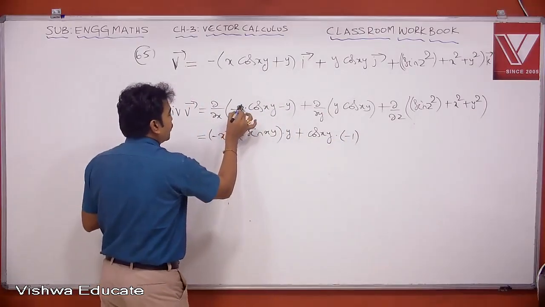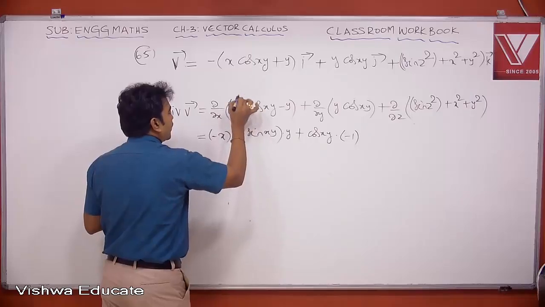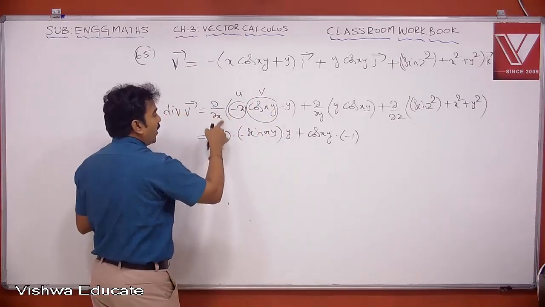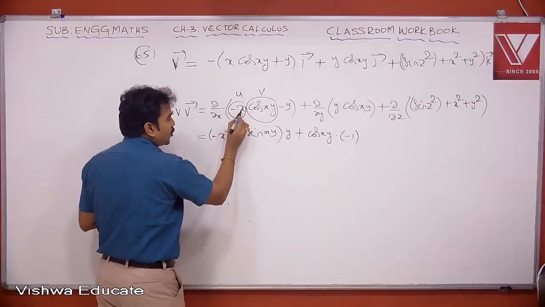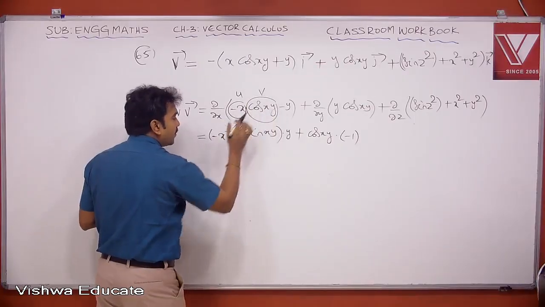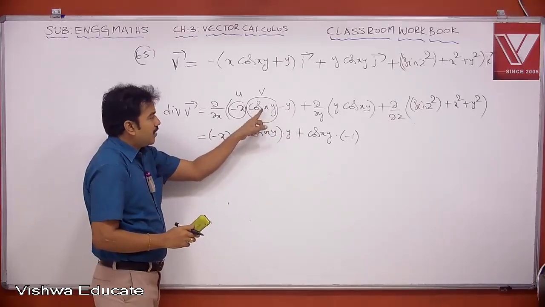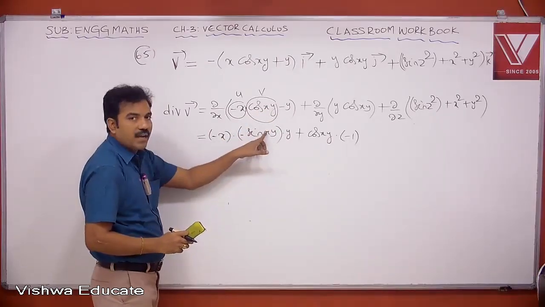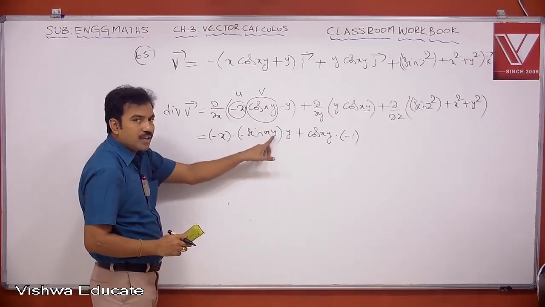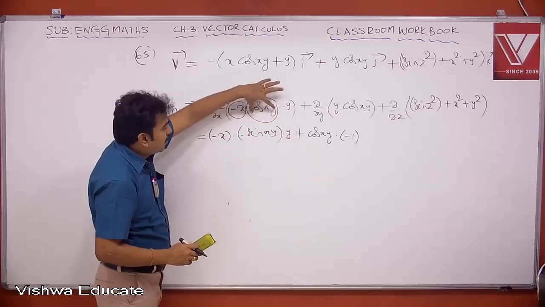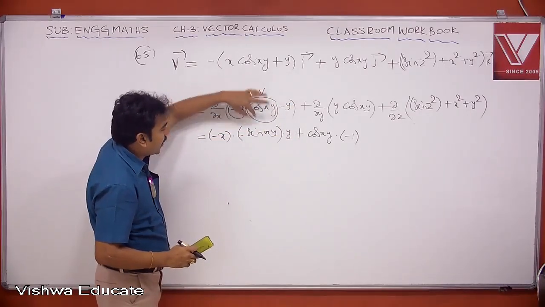Just assume that minus x is u, for example, and this is v. So apply the product rule, dou by dou x of u into v. It is a function of x, and it involves x. So minus x into dou by dou x of this. The derivative of cos x is minus sine x, but here x means xy, into dou by dou x of xy, which is y, plus cos xy into dou by dou x of minus x, which is minus 1.